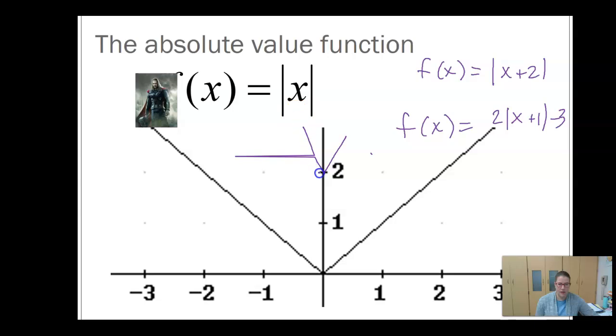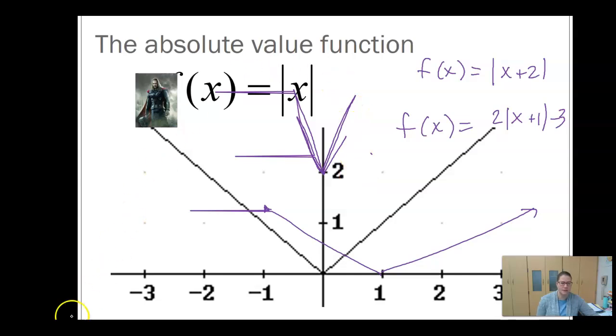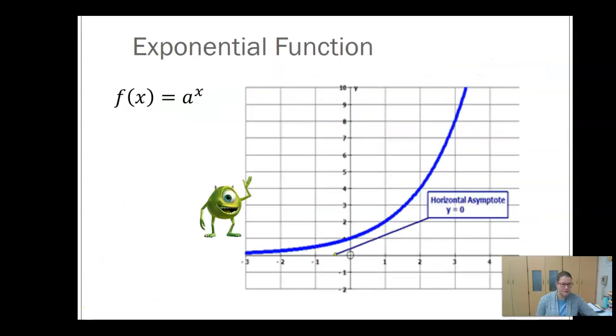So it could be moved in, or moved up or down. It could be skinnier, it could be wider. But the basic shape is going to be a V shape. Okay. And then we have exponential.